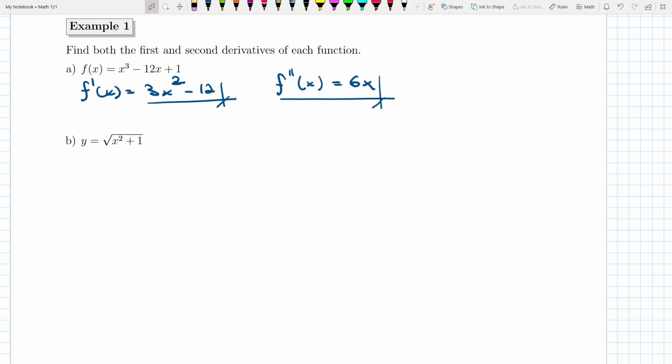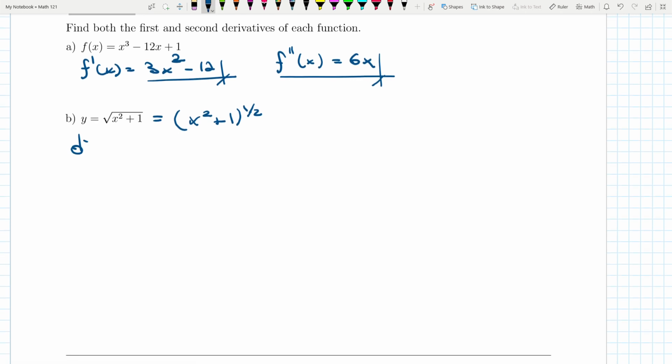So for letter B, we have y equals the square root of x squared plus 1. Well, before we differentiate this one, let's write this in rational exponent instead of a radical. So let's take the derivative of this. Let's use the other notation, dy dx, which equals 1/2 times x squared plus 1 to the negative 1/2. So what we're doing here is using the chain rule, and then we need to multiply by the derivative of the inside of the parentheses, which in this case is 2x. Notice over here how the 2's cancel.